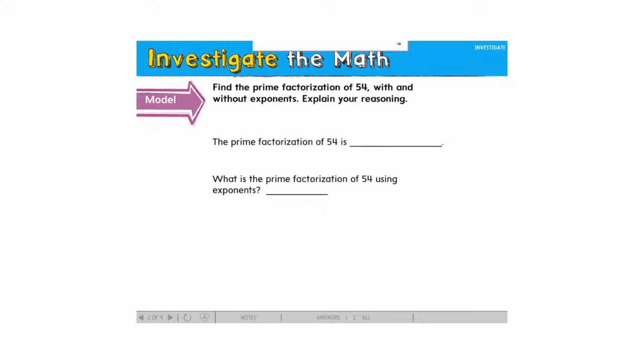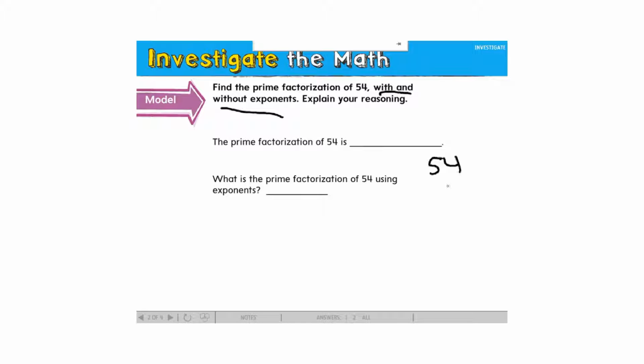You are finding the prime factorization of 54. So try this one on your whiteboard. Prime factorization of 54 with and without exponents. So first without exponents, like what we've been doing, and then change it into using exponents. Okay? Let's look at factors of 54.